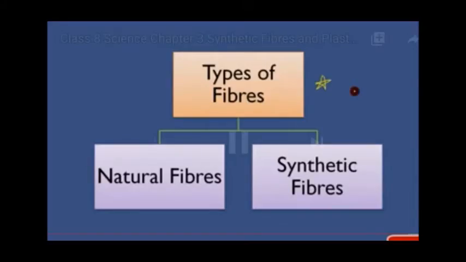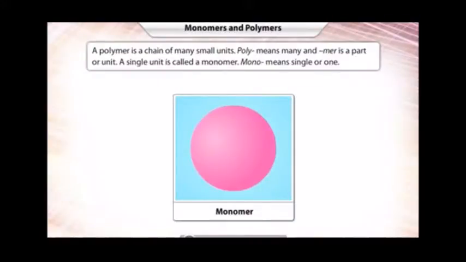Both of these materials share a common property, that is they are made up of long chain of molecule called polymers. Let us now understand what are polymers. A polymer is a chain of many small units. In Greek language, poly means many and mer means unit. A single unit is called monomer and mono means single or one.